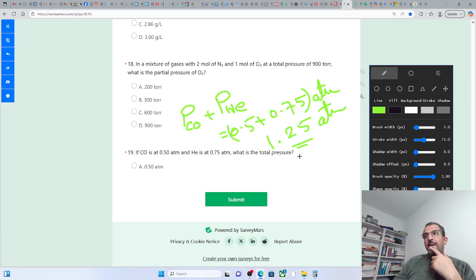Okay, so just add them together. You need to add the pressure from carbon oxide and the pressure from helium. So that's going to give you the total pressure for the whole system.